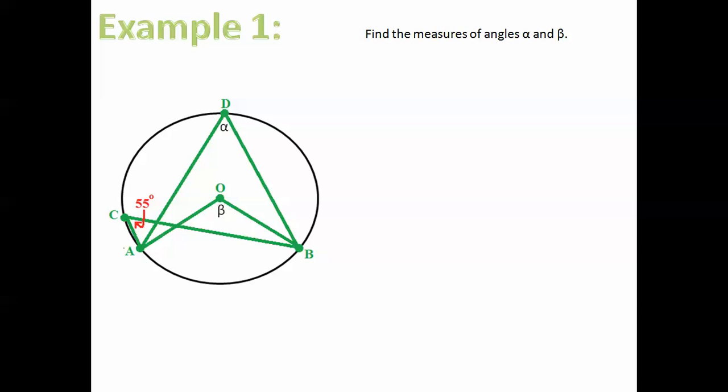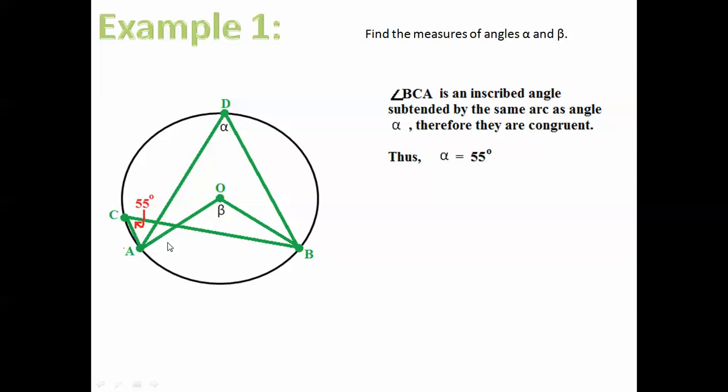Example 1. Find the measures of alpha and beta. Well, here we have angle ACB is equal to 55 degrees. That's what's given to us. Angle ADB is an inscribed angle with the same arc. Notice how the arc opposite of our angle is the same in AB, ACB, and ADB. That means those two angles are equal. So alpha is equal to 55 degrees.